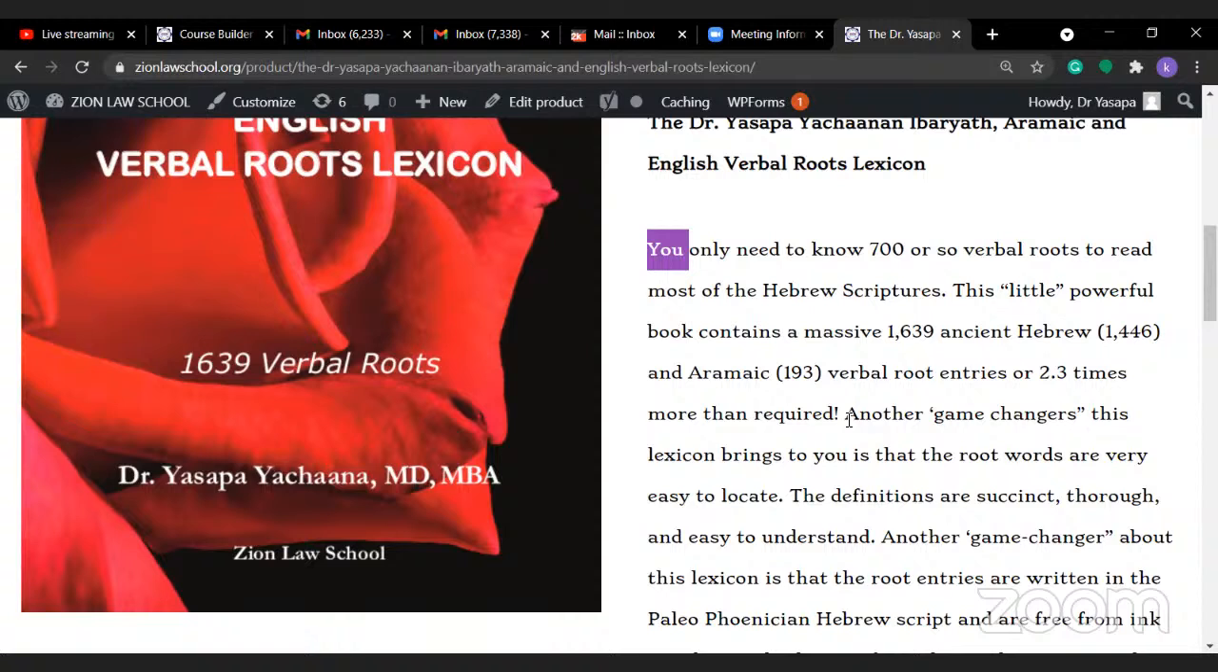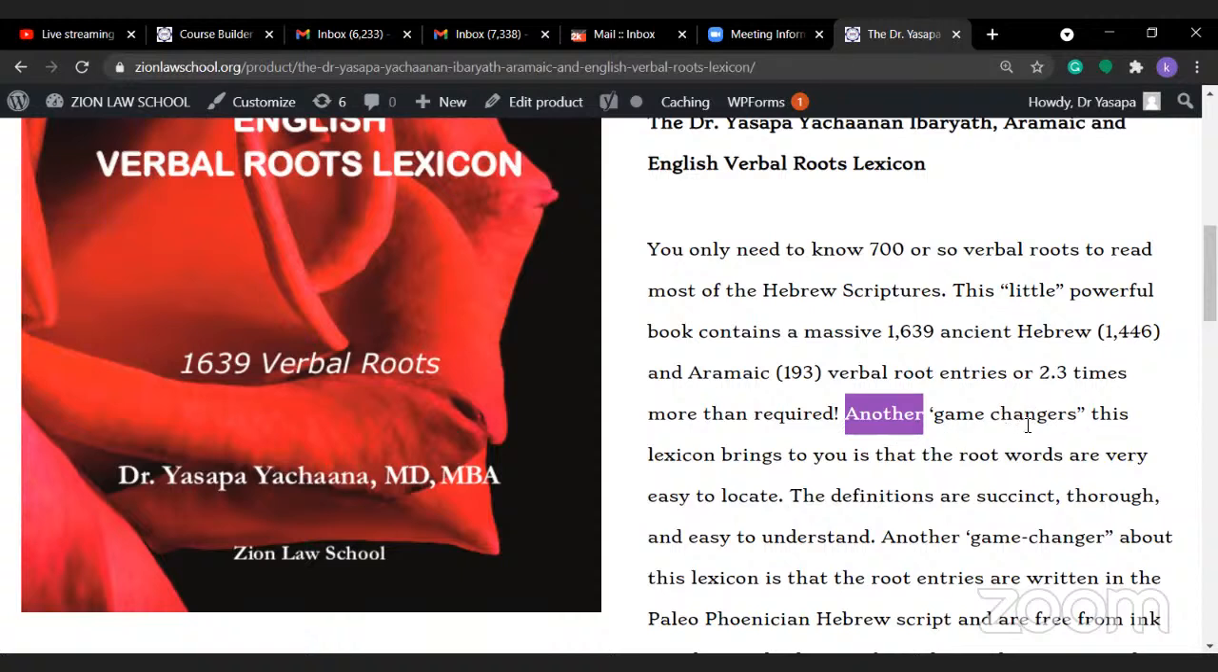Do y'all see why this is so powerful? Why the price is so inexpensive? And this was a bunch of work for me to do, okay? This was not easy. This was a lot of work. And many times I felt like quitting and not finishing it, but I didn't, because I know that our people need this, okay? This is the beginning of conversational Ibaryath.